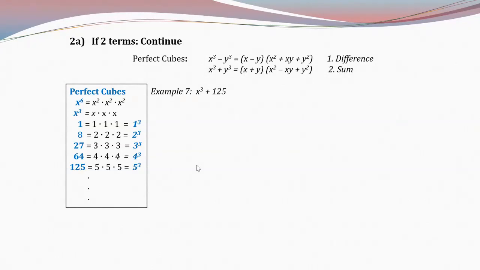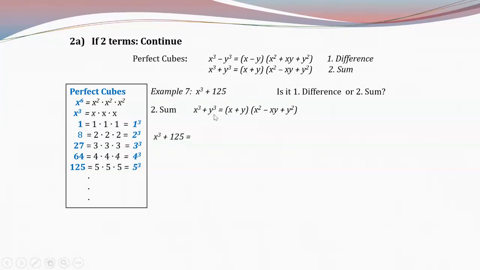We have x cubed plus 125. Right away, we should know which one it is, the sum or the difference. Is it 1 or 2? It's going to be 2, the sum, because 125 is a perfect cube, which is 5 cubed. So we have to rewrite it in this form. x cubed plus 125 will be the same thing as x cubed plus 5 cubed.